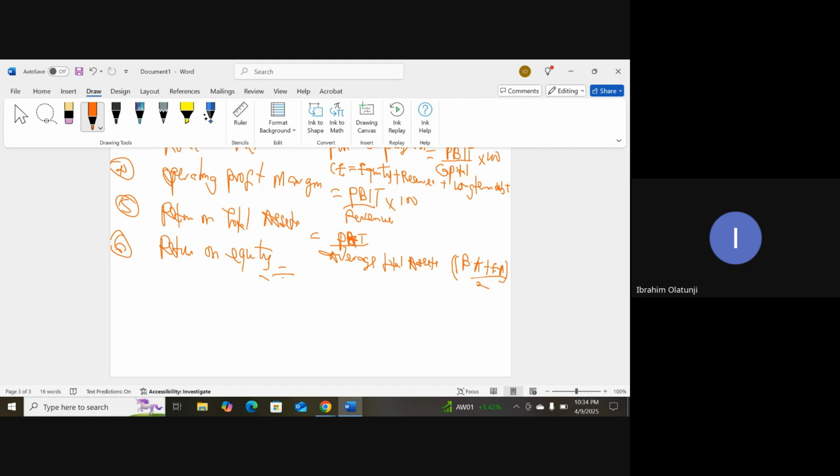So we talk about return on what? Return on equity. So this return on equity, it is also our profit after tax, that is PAT, profit after tax all over the average of the shareholders' equity.